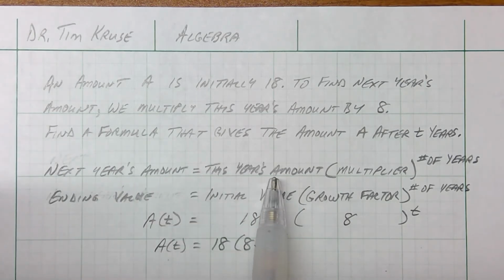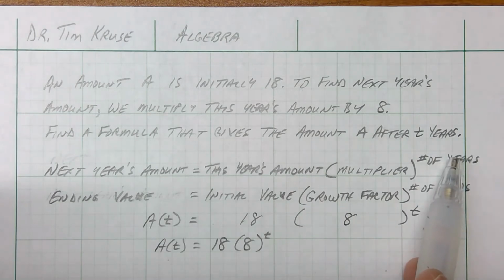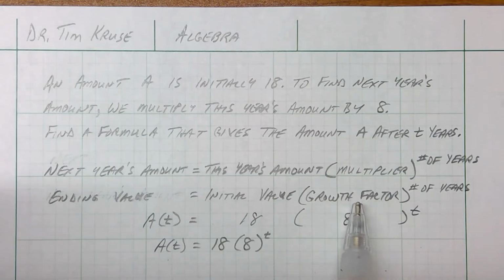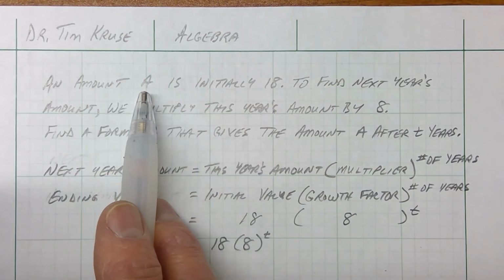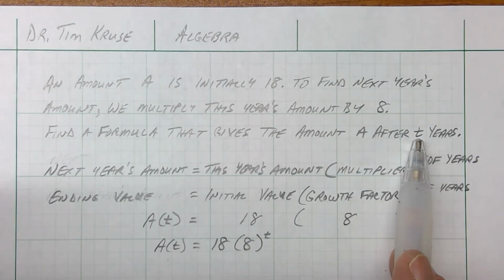Next year's amount will be this year's amount times whatever we're multiplying by, that's our multiplier, raised to however many years have gone by. Another way of saying it is your ending value is your beginning value. Initial value means beginning value, what you started with, times your growth factor, whatever you're multiplying it by, raised to how much time has gone by, whether that's years or days or months or whatever. All right, that's time. All right, so using their letters, they said the amount A depends on how many years have gone by. So A depends on T. The amount depends on how much time has gone by.